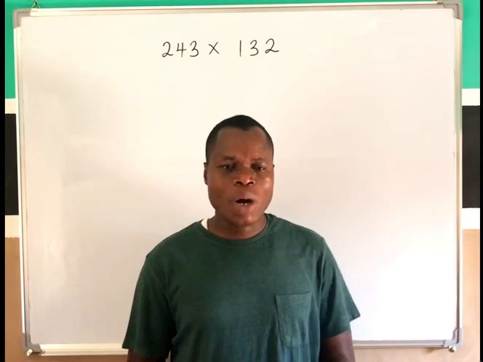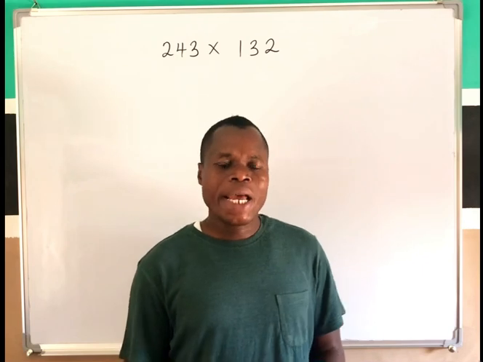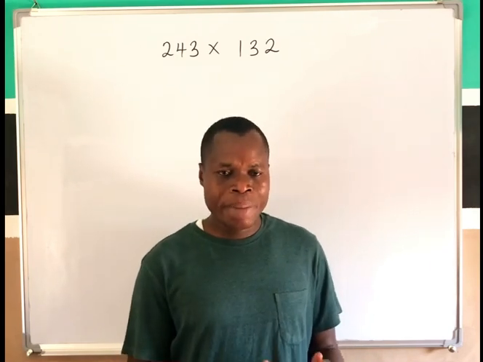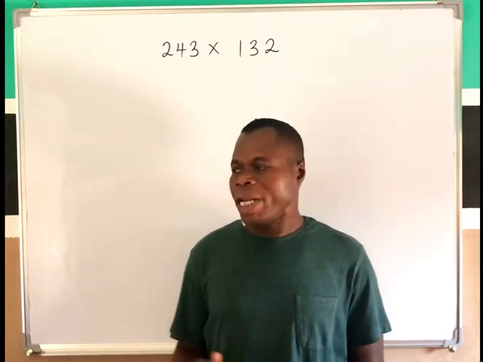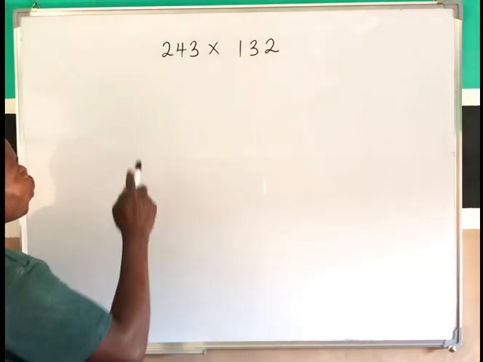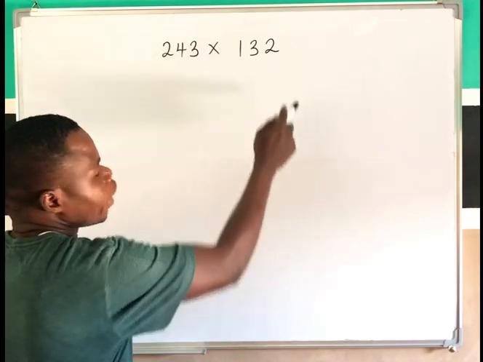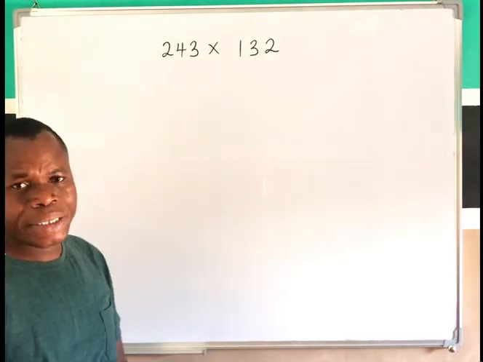So I'm here to address that particular issue by using the example on the board. And the example that I have is a three-digit number multiplied by another three-digit number. So let me use that one to illustrate that problem. Now, 243 times 132. We have to use the Japanese method to multiply these numbers.